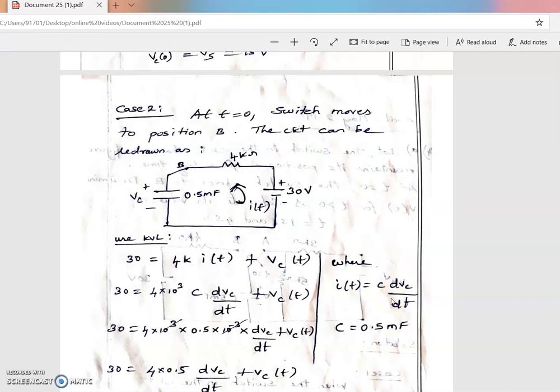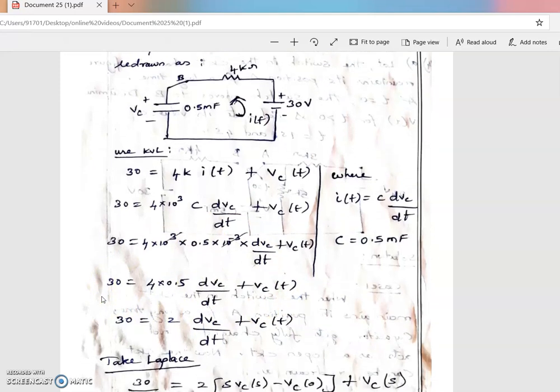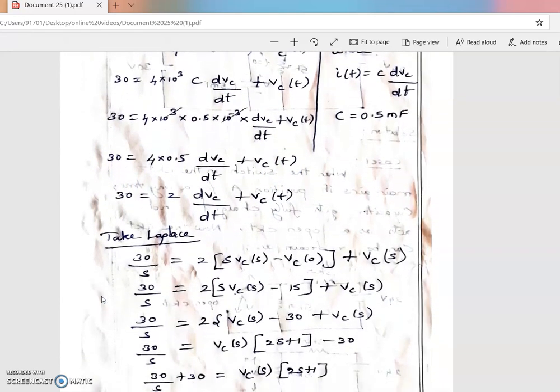So the current through the capacitor is I of t equals C dVc by dt, and the value of the capacitance is 0.5 millifarad. Then we substitute, instead of I of t, C dVc by dt, plus Vc of t, with the capacitor value 0.5 times 10 to the minus 3. Here we also have 10 to the power 3, and 10 to the power 3 and 10 to the power minus 3 get cancelled. The remaining values are displayed here. After that, we take the Laplace transform of this equation.